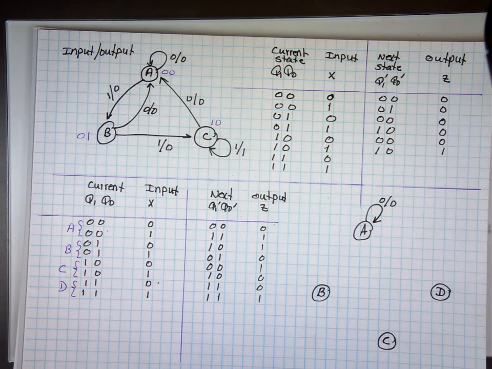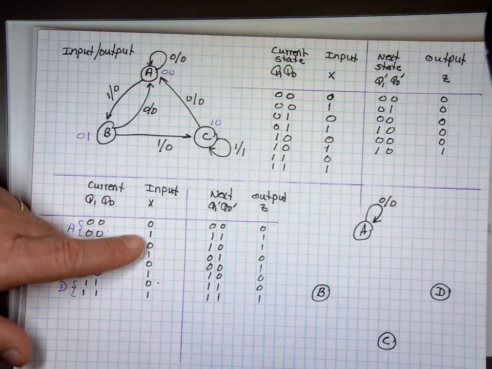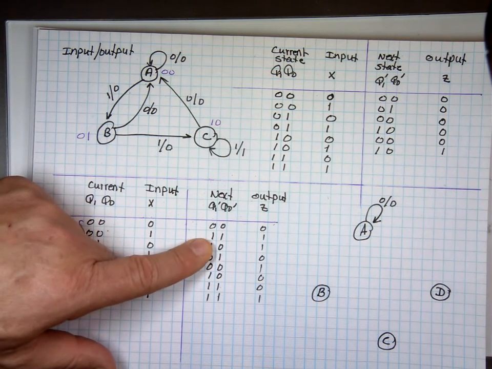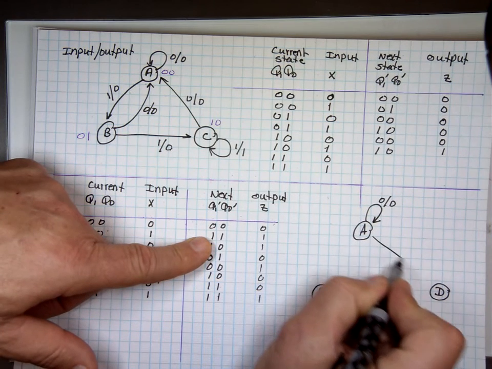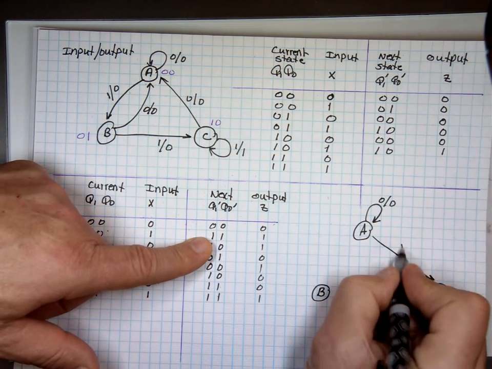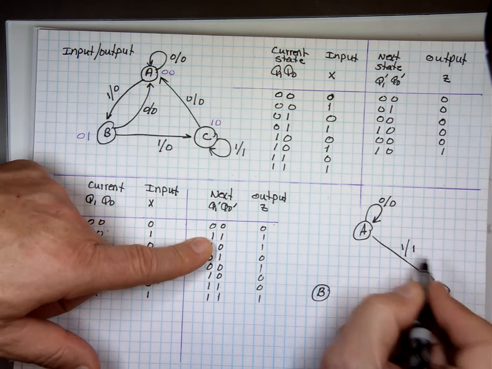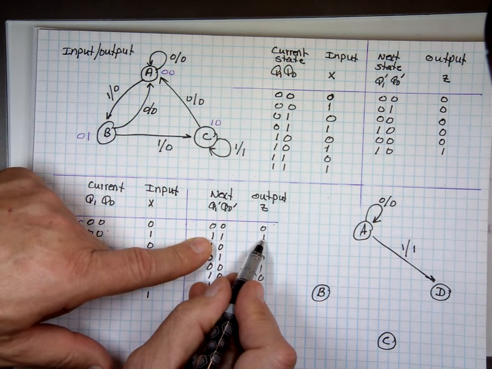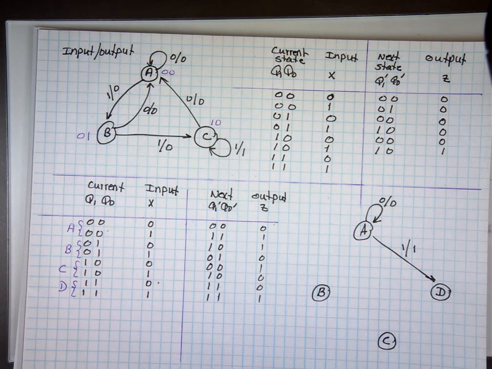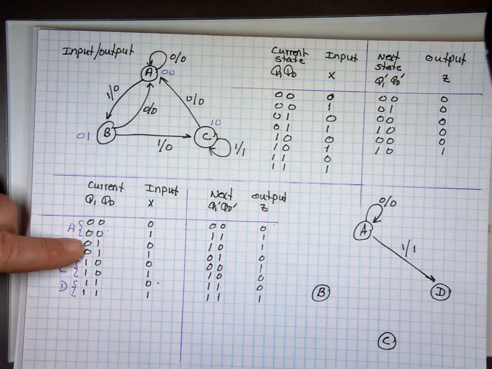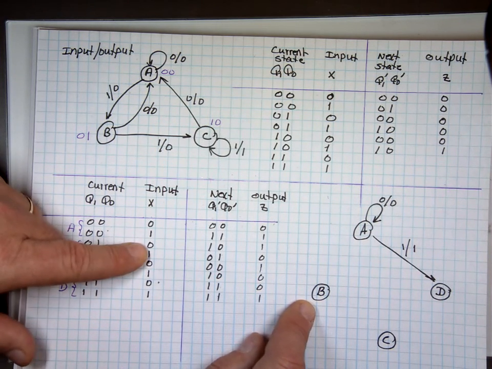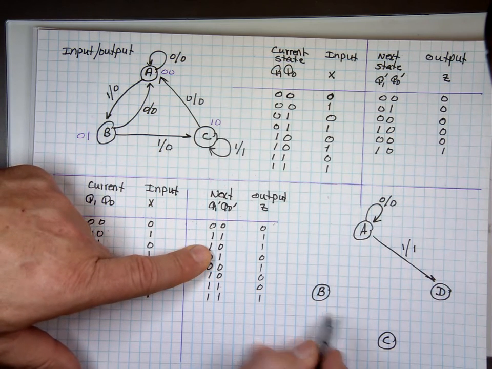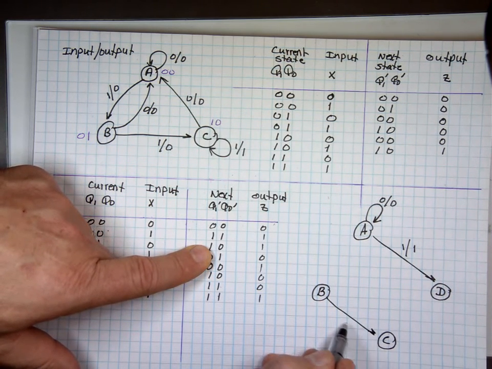But if I'm at 0, 0 and I put a 1, you go to where? 1, 1. 1, 1 is where? D. And what's my output? 1. If I'm at state 0, 1, that's B for both of these, and I put a 0, I go where? 1, 0. My output is 1. See it right there?